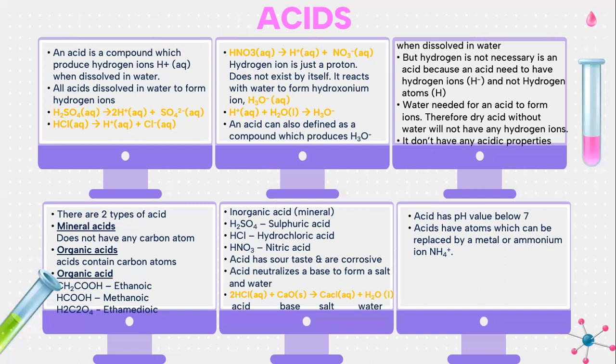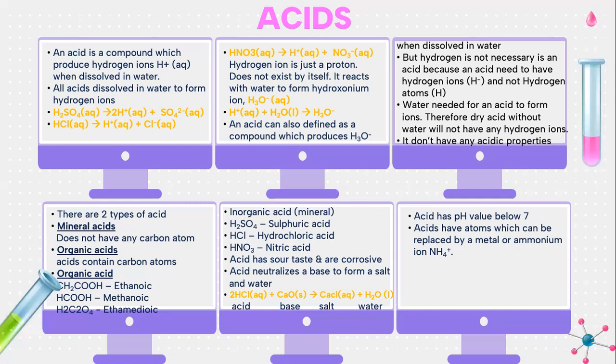Hydrogen ion is just a proton and does not exist by itself. It reacts with water to form the hydronium ion. For example, H3O+: H+ plus H2O forms H3O+. An acid can also be defined as a compound which produces H3O+ when dissolved in water.